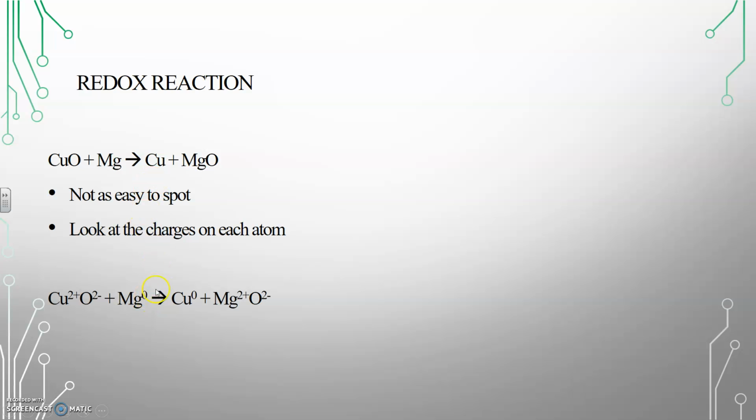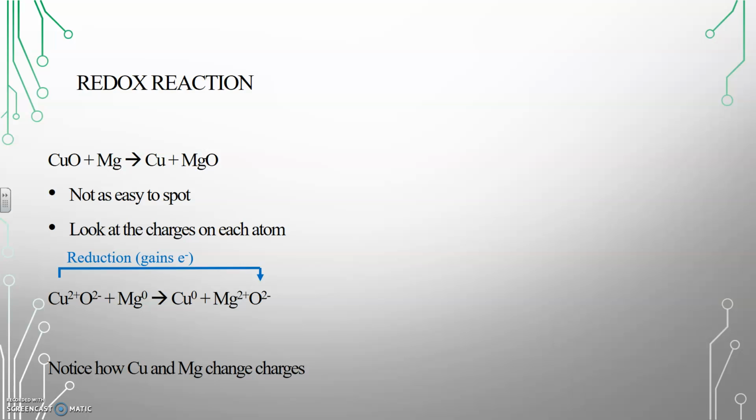Okay, and then if you look at the products, now the copper is on its own, so it has the 0 charge. And then the oxygen again still has a -2. And the magnesium now has a +2 charge. Okay, so you can see oxygen kept its charge from the reactants to the products. It was always a -2. But copper went from +2 to 0, and magnesium went from 0 to +2. Okay, so you can see copper and magnesium have changed charges.